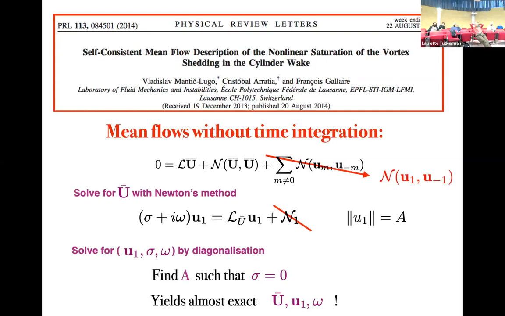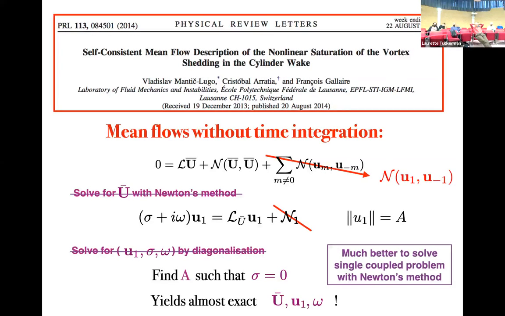The Physical Fluids letter just does it, but then describes all their numerical problems doing this and getting this to converge, and they had to add a relaxation factor and this and that. So nobody should do that. It's much better to just solve with a single coupled problem with Newton's method. I don't know why they didn't realize how possible it was to do that.